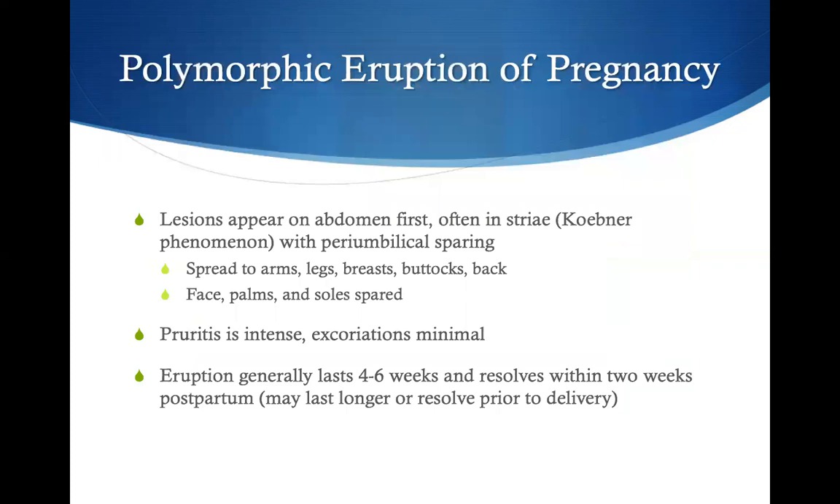So lesions appear on the abdomen first, often in striae. This is known as the Koebner phenomenon, which is just the tendency for a rash to appear in an area of trauma. Then it will spread to arms, legs, breasts, buttocks, the back. Face, palms, and soles are usually spared, which is another thing which will help you distinguish it from PG.